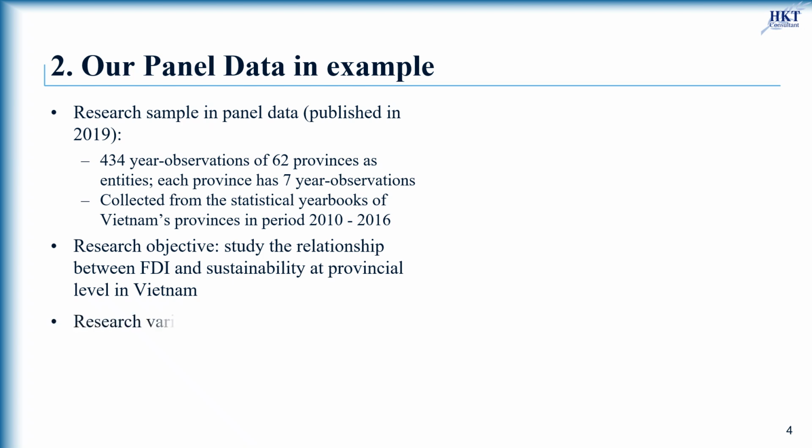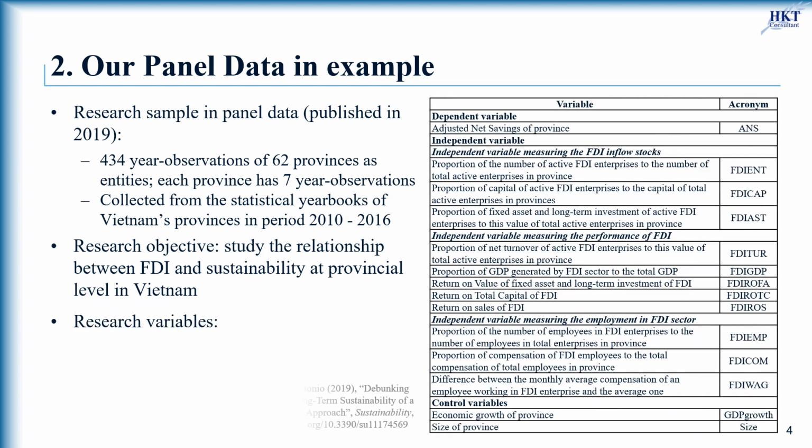Here are the variables of our research, in which the dependent variable is the adjusted net savings, which reflects the sustainable development of the Vietnam provinces. There are 11 independent variables, grouped into 3 categories, 3 variables related to FDI inflow stocks, 5 variables related to employment in the FDI sector, and 3 variables reflecting FDI performance at the provincial level. Additionally, 2 control variables, province size and economic growth of Vietnam provinces, are included in the model.